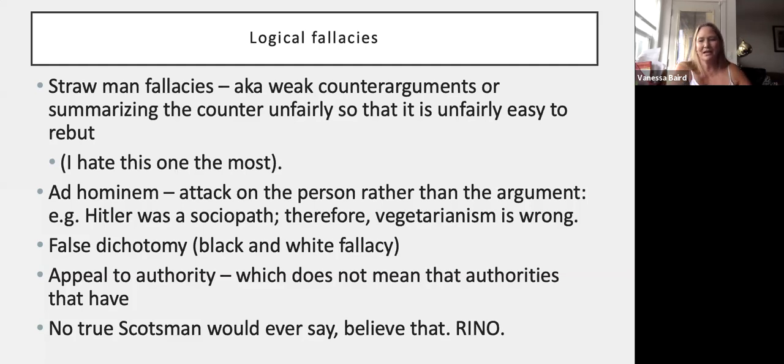All right, so let's talk about the different kinds of fallacies. I just want to make sure that everybody understands them. Straw man fallacy. Do I hate that one the most? Maybe I hate that one the most, because if you're going to be intellectually honest with your argument, then you better take serious care of what the strongest arguments are against what you're arguing.